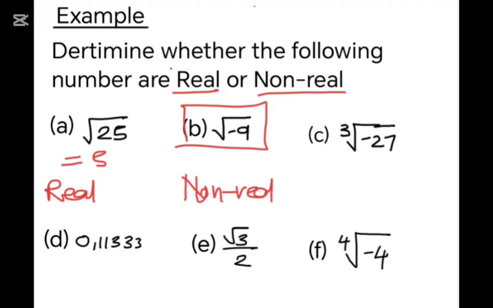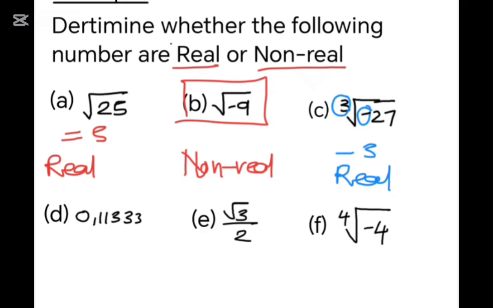If I punch this on a calculator, we're going to get negative 3. Yes, negative 3. And negative 3 is a real number. So this is going to be a real number. Don't be confused by this negative. Here there is a cube, there was a square. So it's not all those numbers that have a negative that are non-real. It depends on whether, when you punch it on a calculator, it gives you undefined.